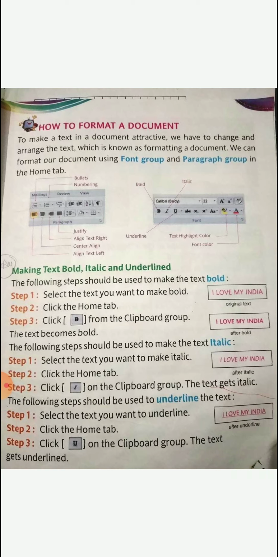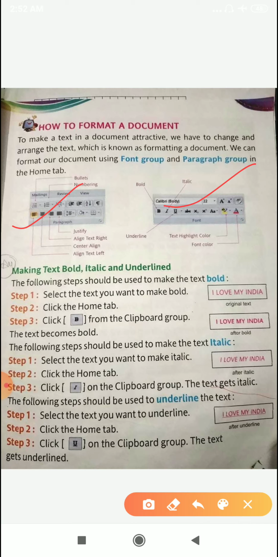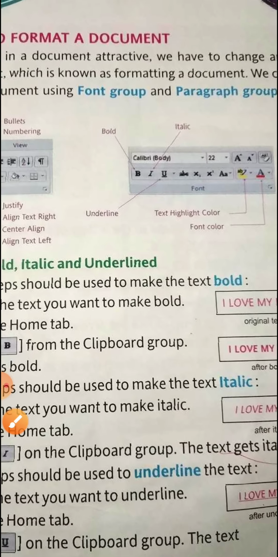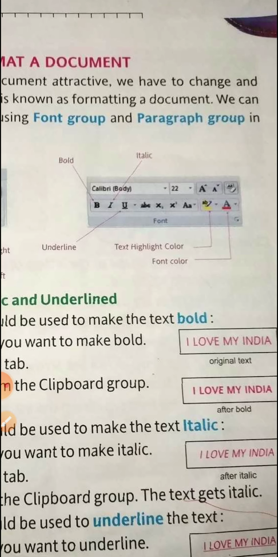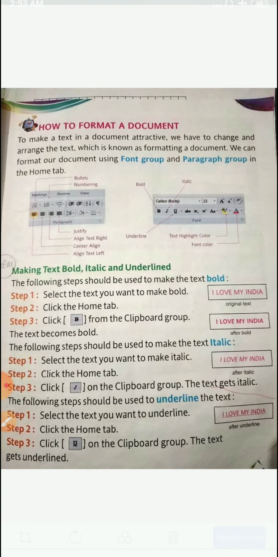So here, as you can see in the pictures, 2 pictures are given here. In the first picture, you can see bullets, numbering, justify, align text right, center, align text left. And in the second picture, as you can see, bold is an option there, italic, underline, text highlighting color. Just have a look. See this one as well as this one.